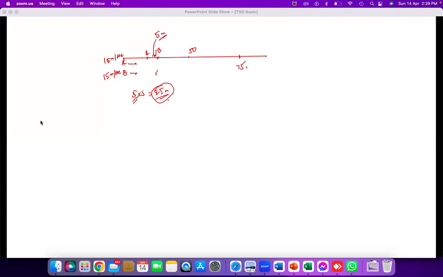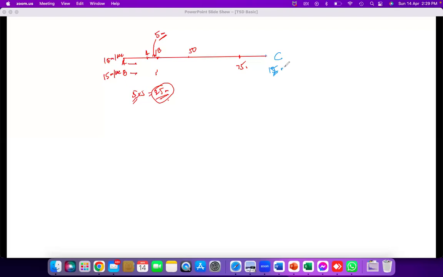Now, let me take another case. So this was when motion is in same direction. Let's say there is C here, and C's speed is, let me take 15 only, or let me take 12 here.